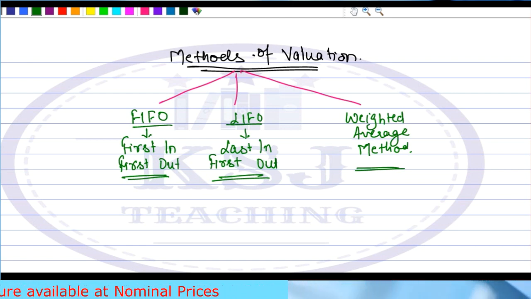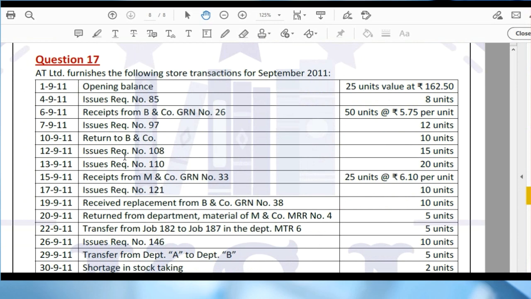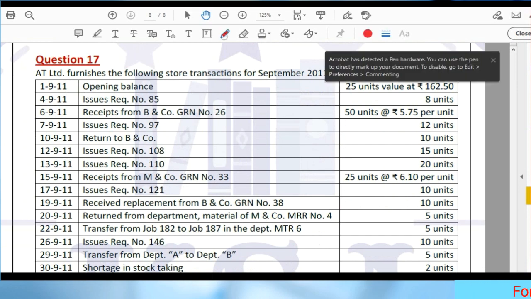Okay. Now let's see the question that we have to do. Question number 17. This is from your ICAI module back questions.